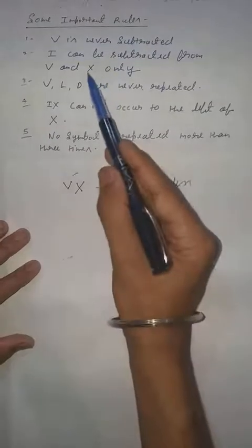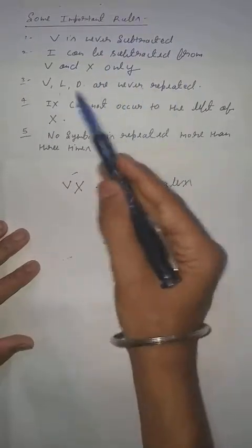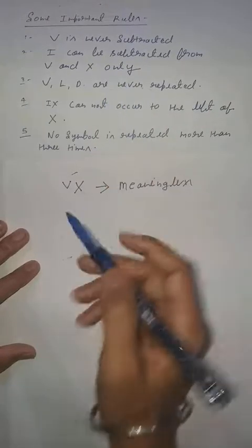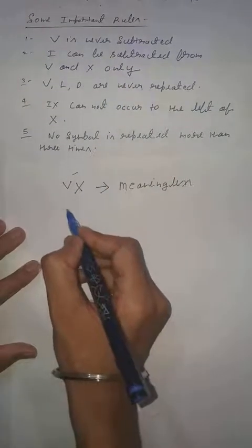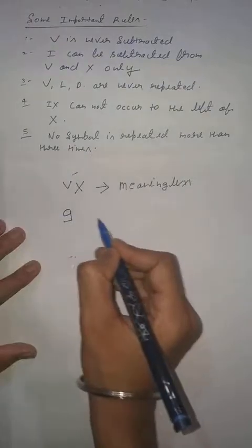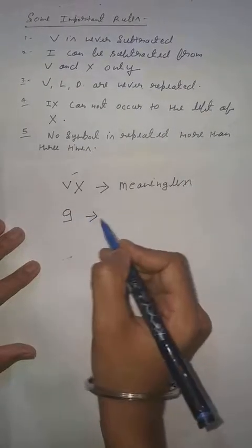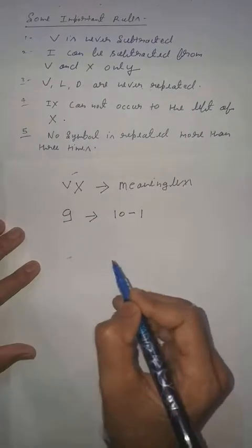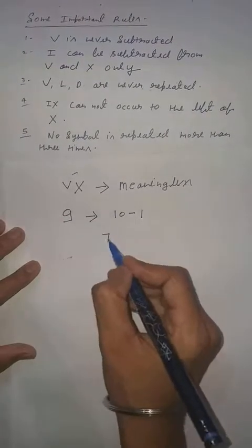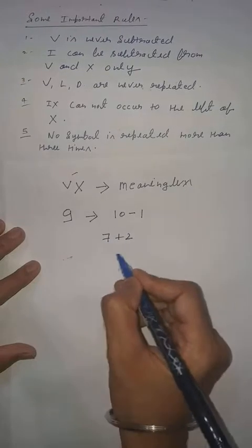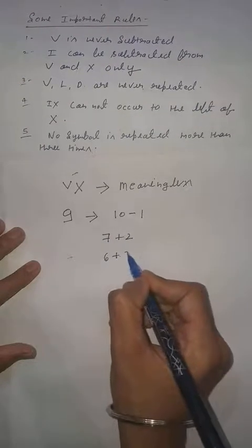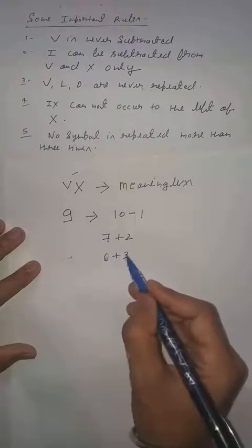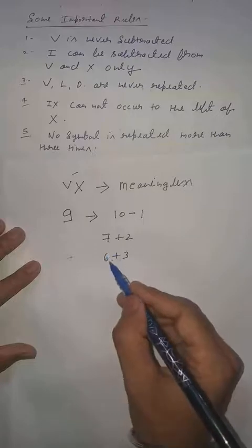Now next is I can be subtracted from V and x only. Clear to everyone? What is the meaning of this? If you have to write down 9, so how will you write it? For 9 you will write 10 minus 1. Clear? You can also say, sir, that I can use 7 plus 2, 6 plus 3 also make 9. But for this 7 there is no symbol in Roman numerals. For 6 there is no symbol.